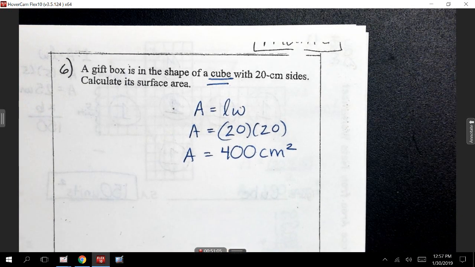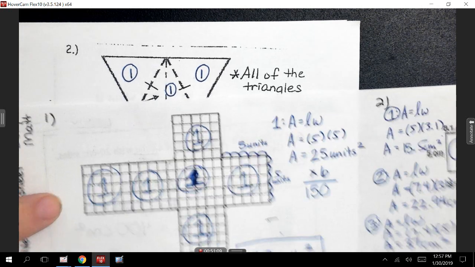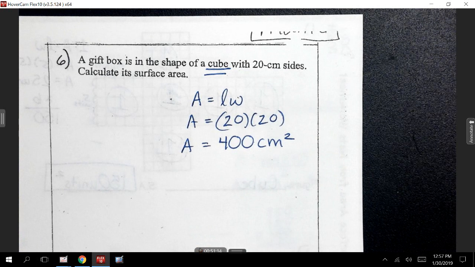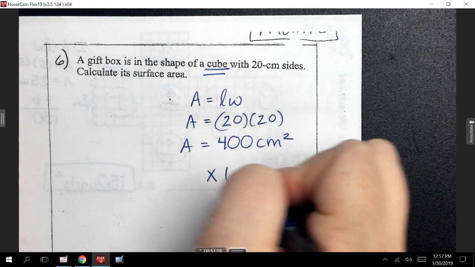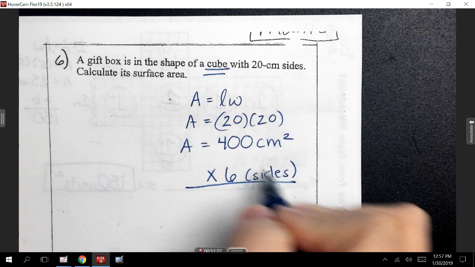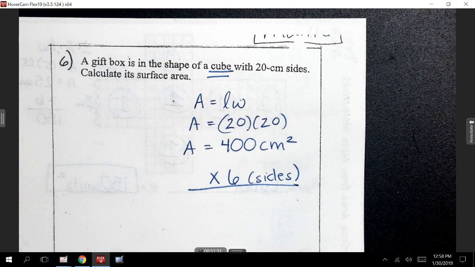Now again, we're picturing that cube in our head, which we actually did a cube in number 1, so that's a good place to look. But we know that cube has 6 different sides. We have the top, the bottom, the front, the back, and the left and the right. So I'm just going to do times 6 because there are 6 sides on a cube. So 400 times 6 is going to give me 2,400 centimeters squared. And I was able to do that without a picture.